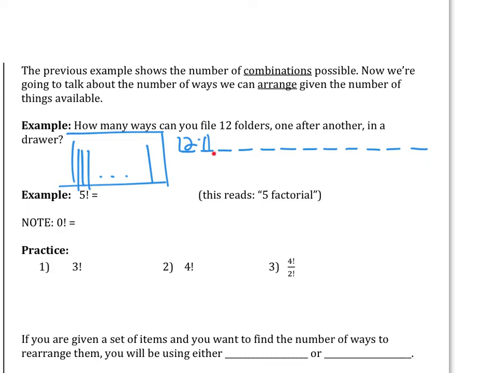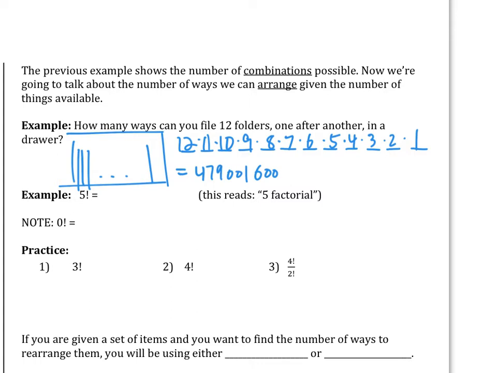And then you're going to go to the next one. How many ways can you put a folder in the third spot? Well, you already put in 1 and 2, so you put in 2 folders, you only have 10 choices left. So that's multiplied by 10, and you can see that this is going to just count down like so. And then you multiply that all together, you get 479,001,600. Okay, so there are that many ways to rearrange 12 folders one after another in a drawer.